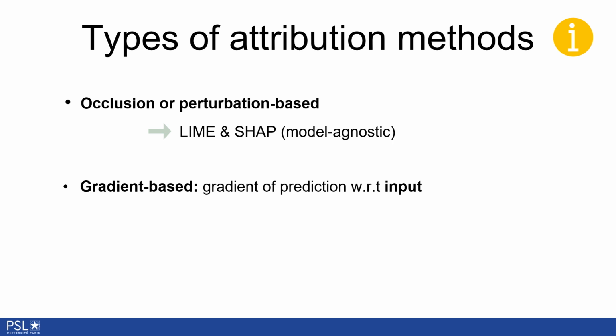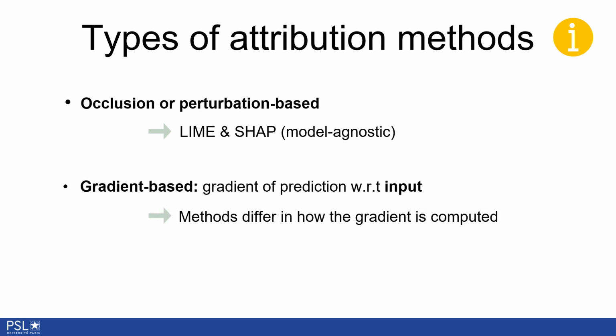The second class are gradient-based methods. These methods also quantify how much changing the input changes the output, but they do so by computing the gradient of the prediction with respect to the inputs. So gradient-based methods are specific to neural network models. Within the class of gradient-based methods, the different methods use different ways to compute the saliency maps.